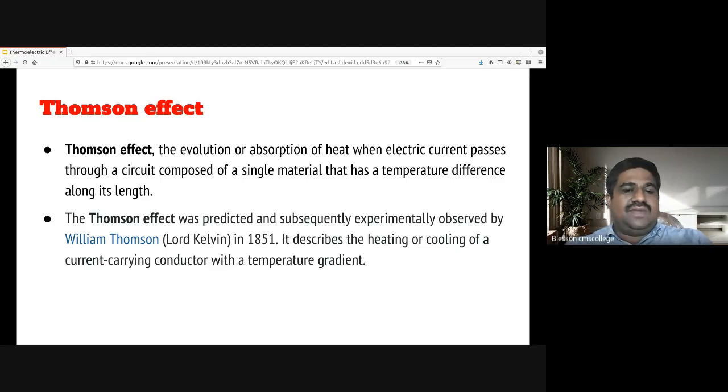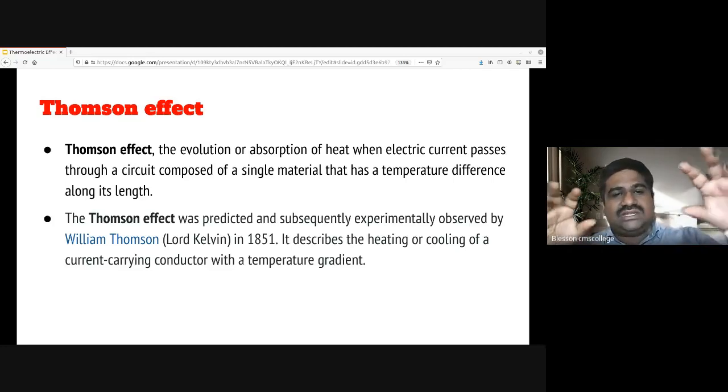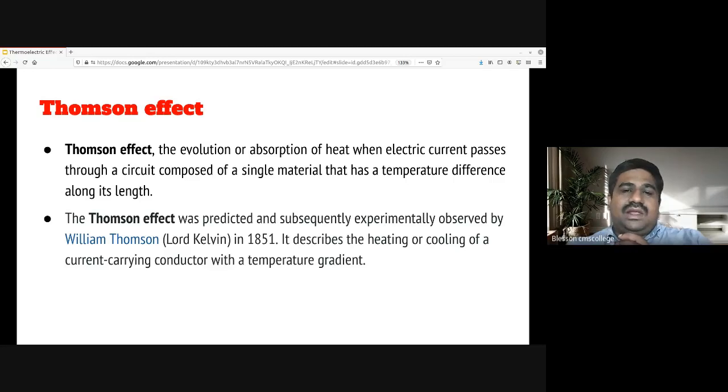The Thomson effect states the evolution or absorption of heat when electric current passes through a circuit composed of a single material that has a temperature difference along its length. In the Peltier effect and Seebeck effect, we have two metals, and these two metals have two junctions also. In the Seebeck effect, we are keeping the two junctions at different temperatures. But here it is about a single material, a single conductor, and different portions of the conductor are kept at different temperatures.